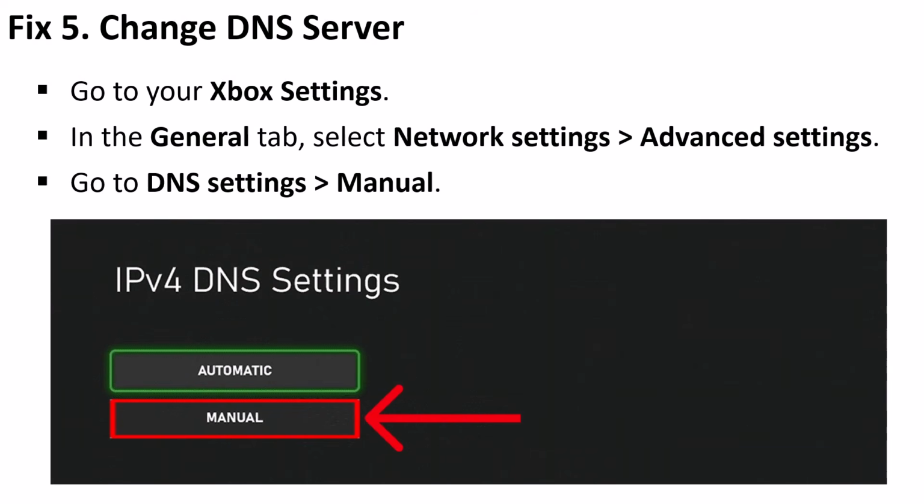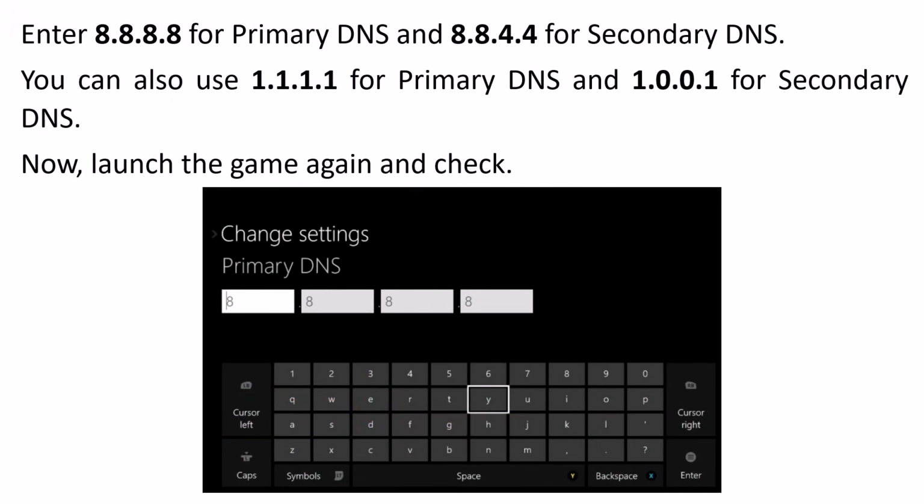Fix 5 is to change DNS server. So go to your Xbox settings, in general tab select network settings, advanced settings, go to DNS settings, manual. Now in the primary DNS enter 8.8.8.8 and in secondary DNS enter 8.8.4.4 and then save it. And then you can go ahead and launch the game and check. If that doesn't work, then repeat the process and this time in the primary DNS enter 1.1.1.1 and in secondary DNS enter 1.0.0.1 and then save it and then again relaunch the game and check if your problem is solved or not.